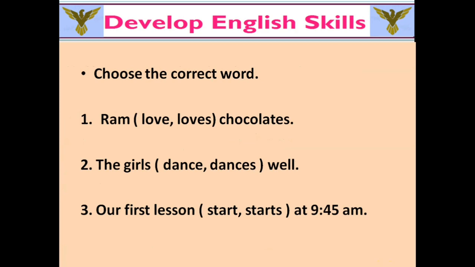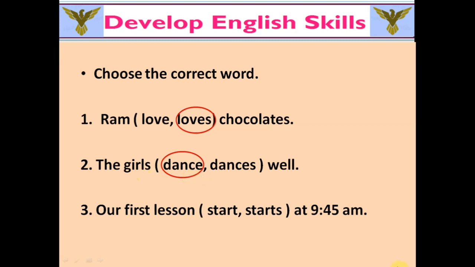Now let's test your skill. You have to choose the correct word. Ram love or loves chocolates? That's great. It is loves because the subject is singular, third person singular. The girls dance or dances well? That's great. The girls dance because the subject is plural, so no need to add s or es to it.